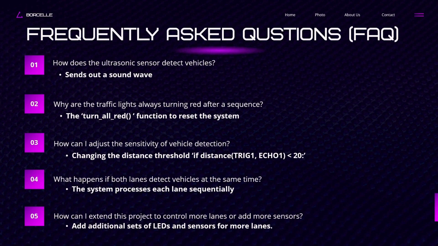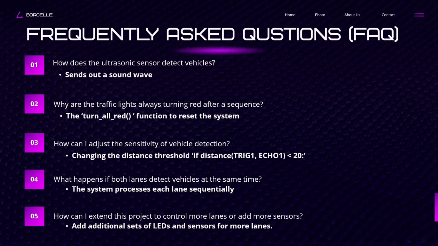The fourth question is, what happens if both lanes detect vehicles at the same time? The system processes each lane sequentially based on the order of checks in the main loop. If both lanes detect vehicles, the lane that is checked first, which is lane 1, will be processed first, followed by lane 2. After processing both, the system resets to red light for both lanes.